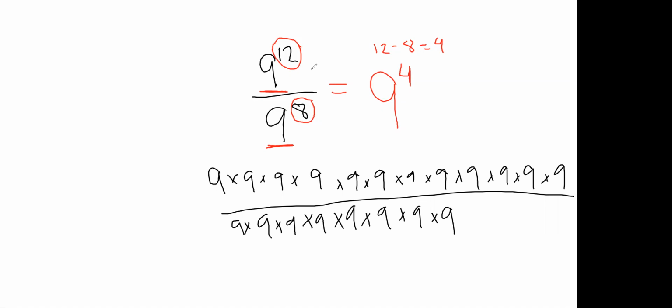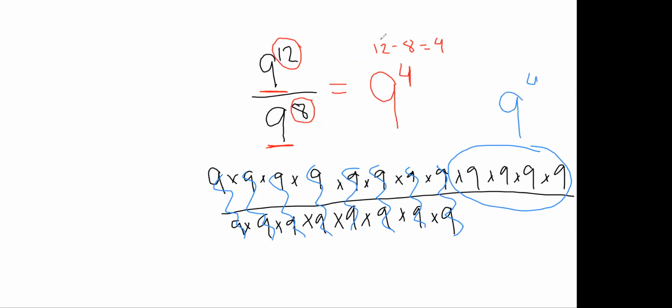Okay, so we know that anything divided by itself is 1. So this is 1, this is 1. We can simplify each one of these sets right here. And what are we left with? 9 times 9 times 9 times 9, or 9 to the 4th power. Okay, so that's how that works right there.